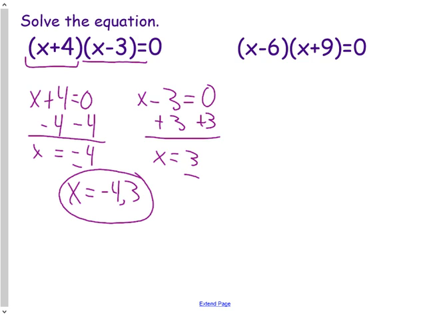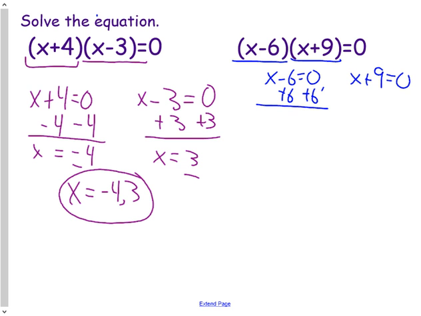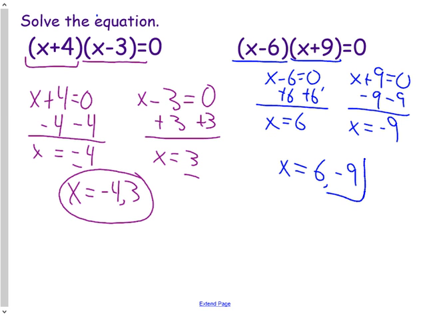Next one, x minus 6 times x plus 9. x minus 6 equals 0. x plus 9 equals 0, right? Both parentheses equal 0. The opposite of minus 6 is plus 6 to both sides, so x equals 6. The opposite of plus 9 is minus 9, so x equals minus 9. My answer is x equals 6, comma, minus 9. Two different numbers, separated with a comma, so it doesn't look like 6 minus 9.